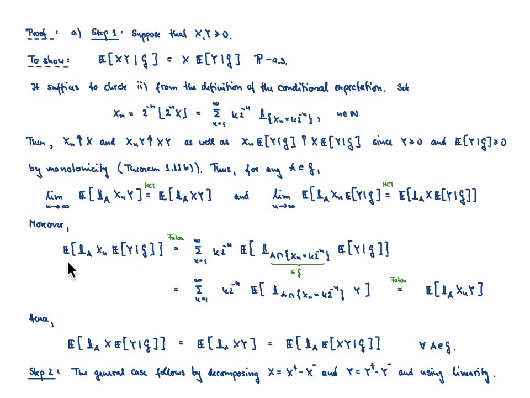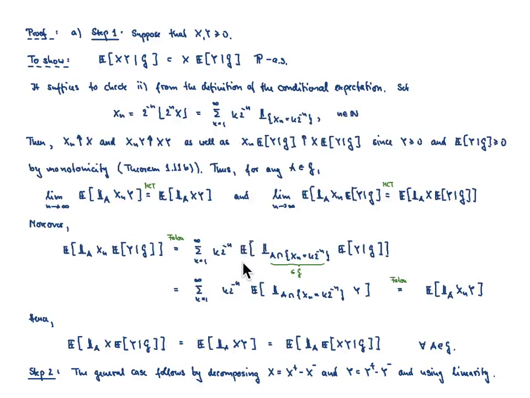Let us first have a look at the following expectation. Namely, I compute the expectation of the indicator function of this set A of the random variable X_n times the conditional expectation of Y given G. So now let me rewrite that X_n in that form. And I would like to use the theorem of Beppo Levi, which allows us to take out this infinite sum from the expectation. So and then I can also take out that constant, namely k times 2 to the minus n.